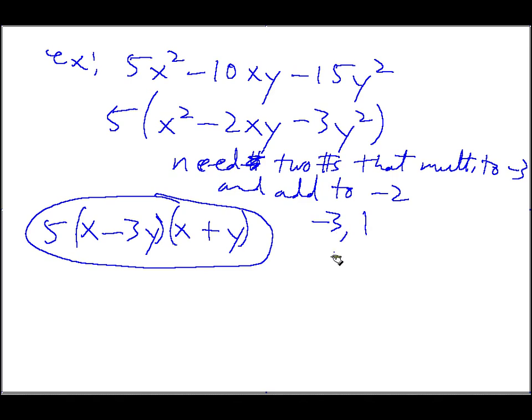Now, again, the order of this doesn't matter. Let's say I have 1 and then negative 3. That's the same thing. So in that case, we would write 5 times x plus y, for the 1, times x minus 3y. But again, the order doesn't matter. Remember, for multiplication, the order in which you write these three factors does not matter, but the three factors have to be the same. And they are: I have the 5, check. I have the x minus 3y, check. I have the x plus y, check. These two answers are exactly the same, just written in a different order, but that's okay.